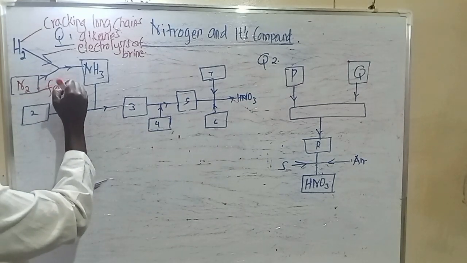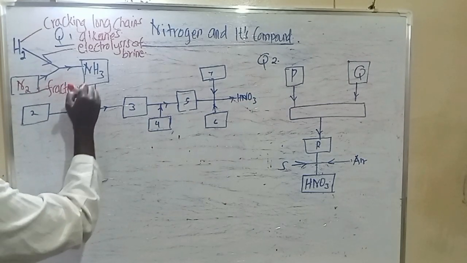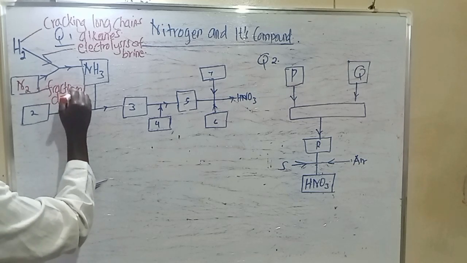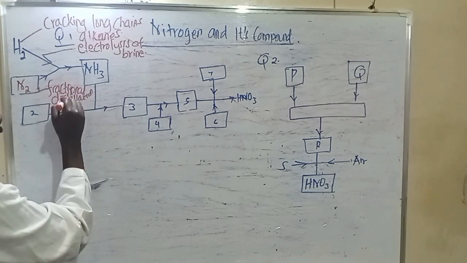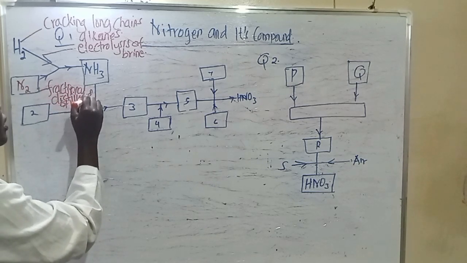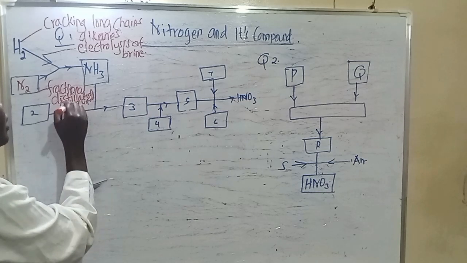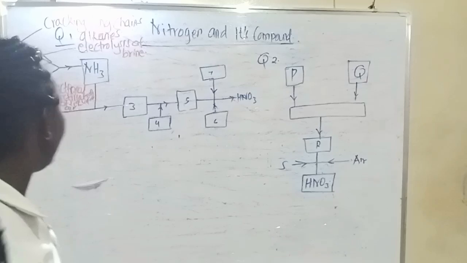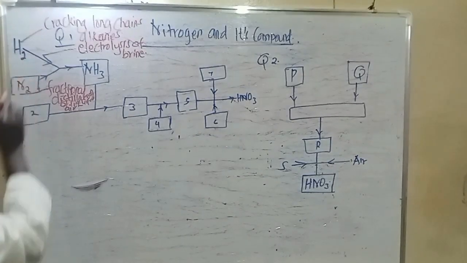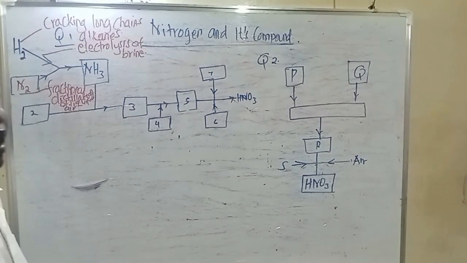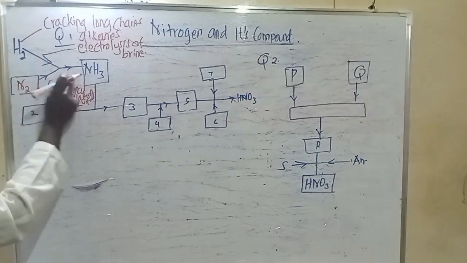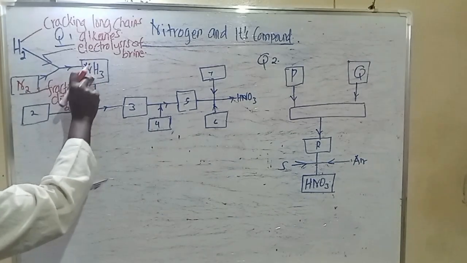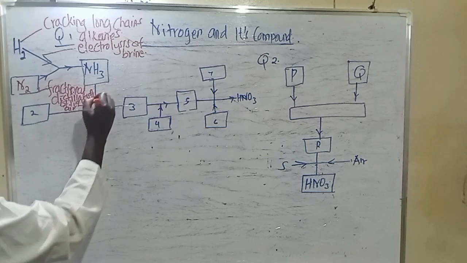Fractional distillation of liquefied air. We get it from fractional distillation of liquefied air. So we have our hydrogen and nitrogen reacting to form ammonia. They react to form what? Ammonia. Now our ammonia, we have an arrow coming like this.